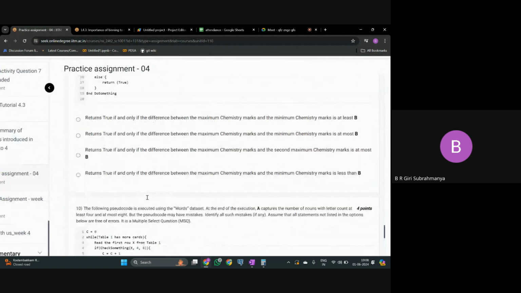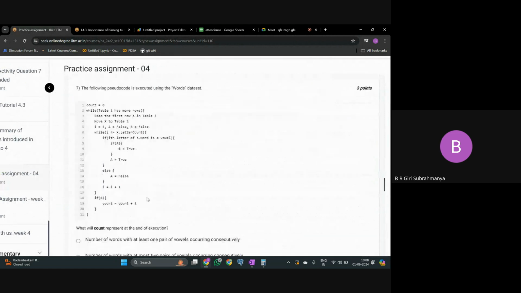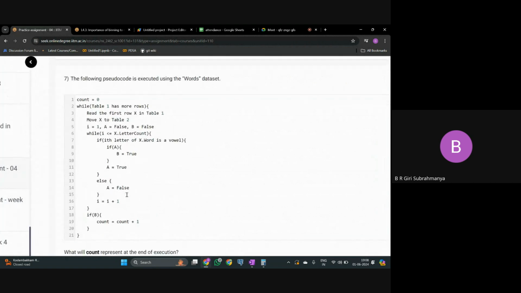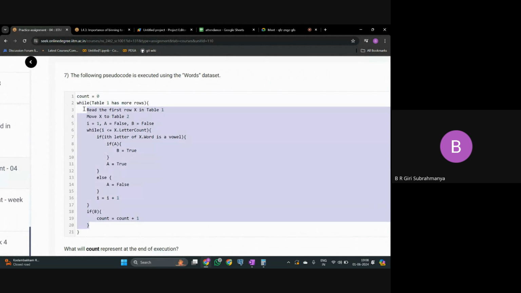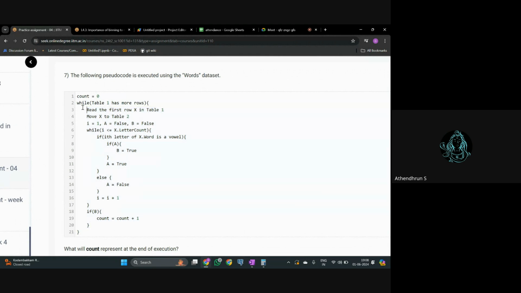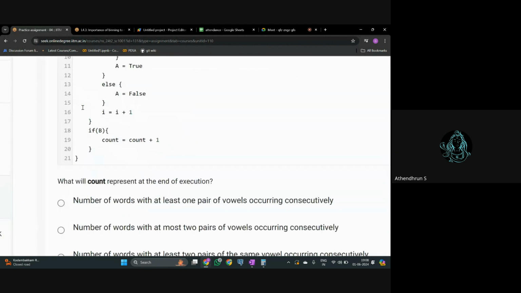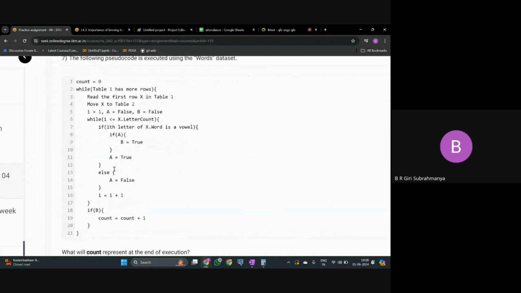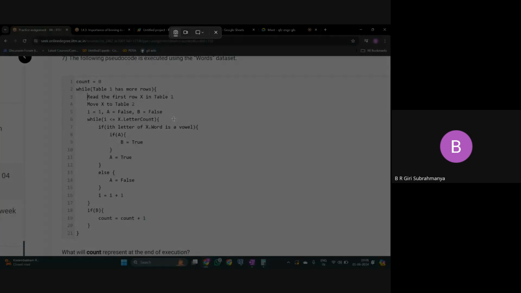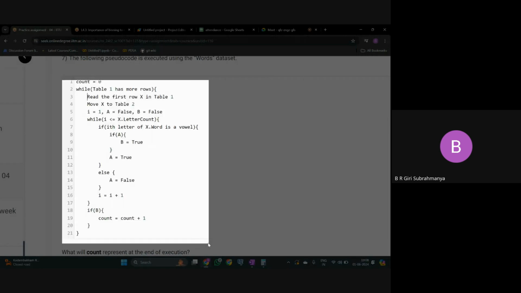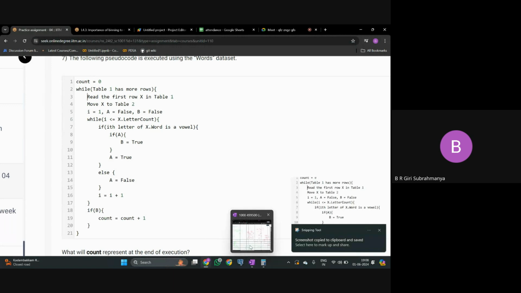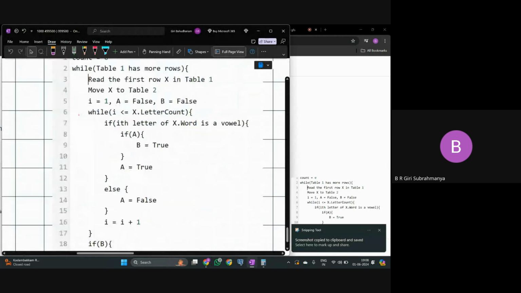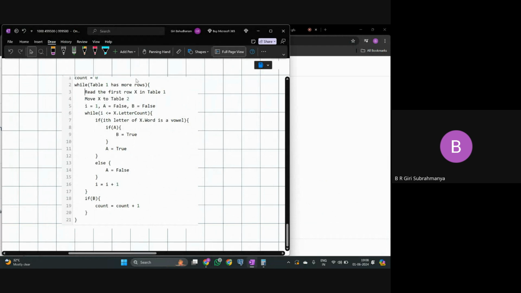Oh, sorry. This is question 10. Now, what will count represent? In this question, you have a doubt, right? You don't understand, or you want me to explain this question? Yes, sir. I did not understand how we got the consecutively part. Okay. See, the thing is, I think till this part, maybe you would understand. Till while I is lesser than or equal to letter count, till that line, I think it should be okay, because that's just the basic thing, right? Till this part, I think it should be fine.